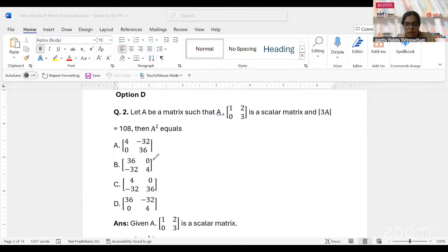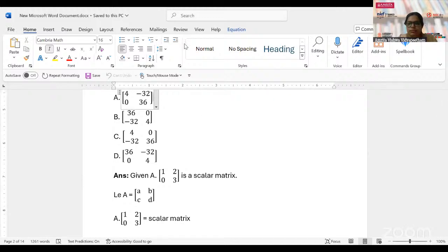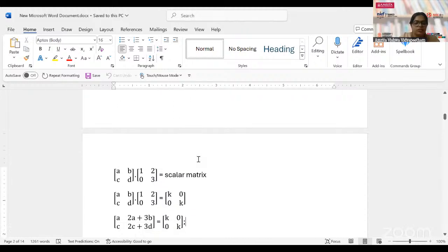Okay, yes, completely fine. We'll start doing the question. So here, A dot something is a scalar matrix. When it comes to this being a scalar matrix, it's of the same form, so A will also be a 2 by 2 matrix. I'm just going to assume A as a, b, c, d. Now I'll find A dot this matrix, A dot 1, 2, 0, 3. It is a, b, c, d multiplied by 1, 2, 0, 3.